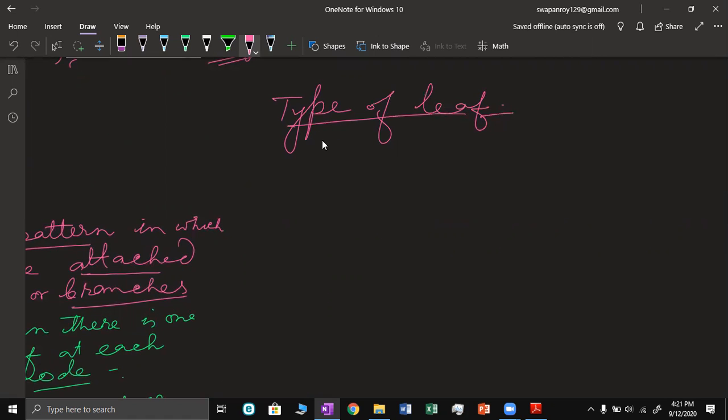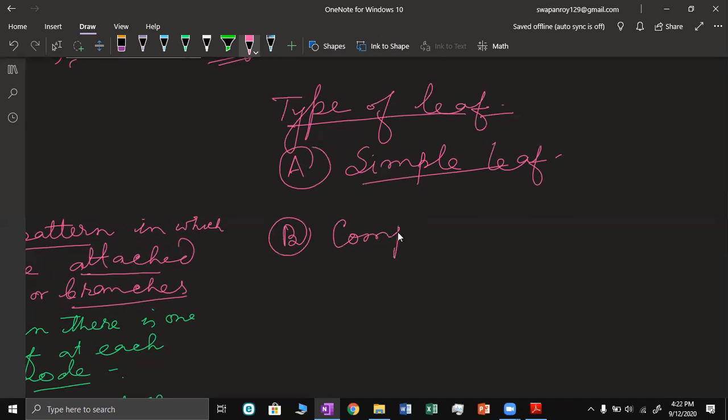Basic type one is simple leaf, and the second one is compound leaf. So what is simple leaf and compound leaf?